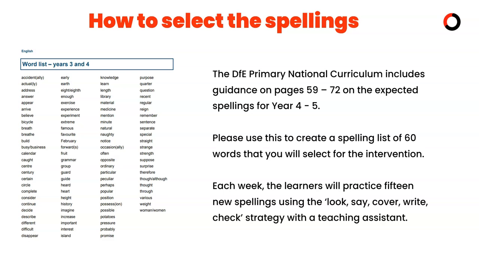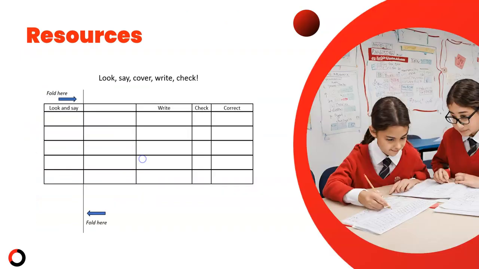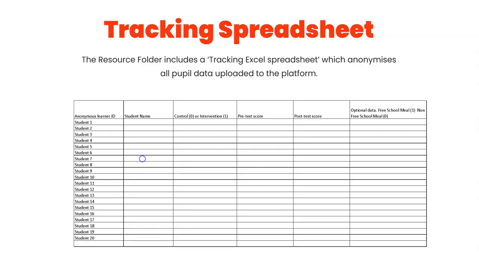How to select the spellings. So you can use the DfE National Curriculum guidance for the expected spellings for Year 4-5, use this to create a list of 60 words that you will select for the intervention. Each week, learners will practice 15 new spellings, using the Look, Say, Cover, Write, Check strategy with a teaching assistant. In the resource folder, you will find the template and also an Excel tracking spreadsheet, which allows you to link an anonymized student ID to a student in your class.